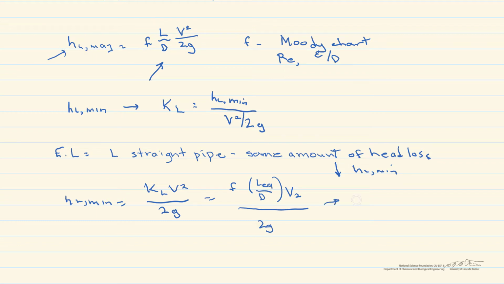Based on that, we can define our equivalent L equal to our loss coefficient, K sub L, times D divided by the friction factor. Remember that this is not an actual length of pipe like we use in major losses, but an equivalent one that we can use for minor losses.